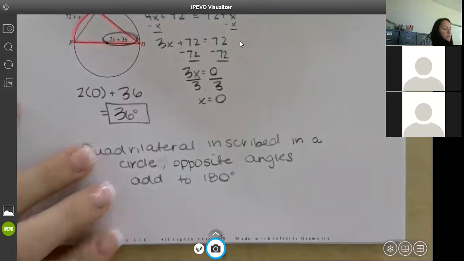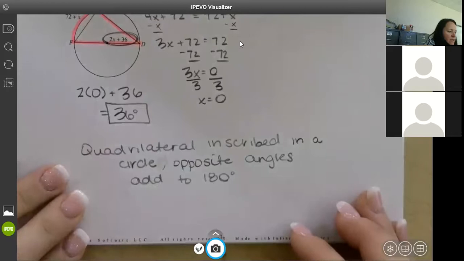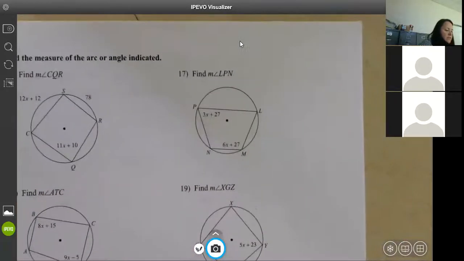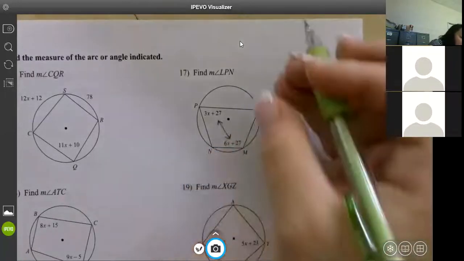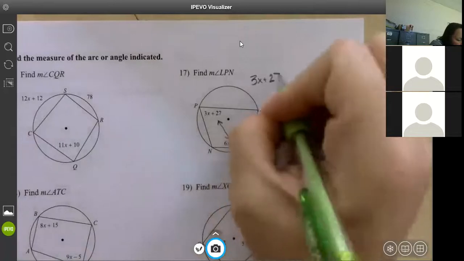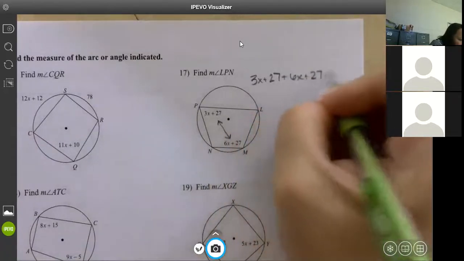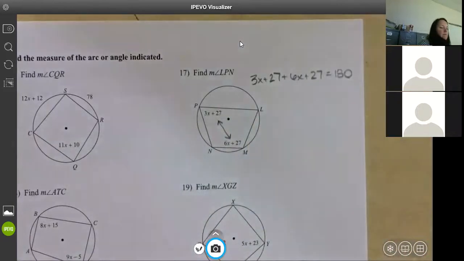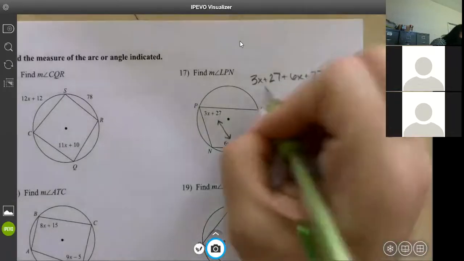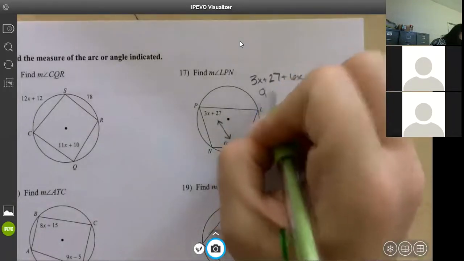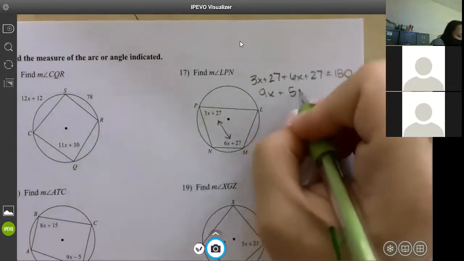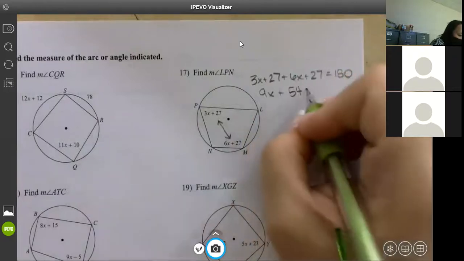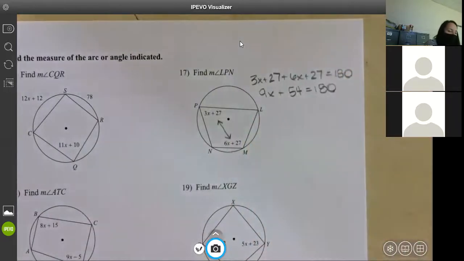Okay. So let's look at this very first one on number 17. We have opposite angles. They add to 180. What's 3x plus 6x? 9x. 27 plus 27? Not 30, but 54 equals 180.